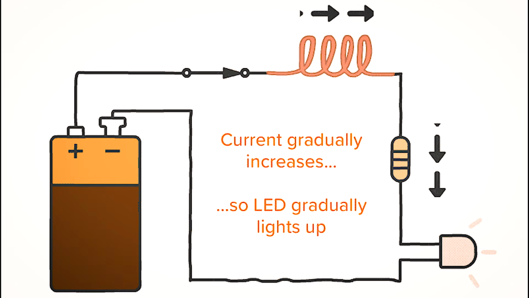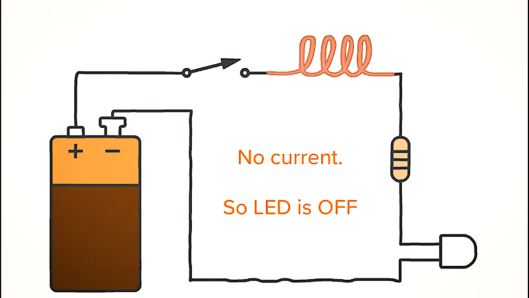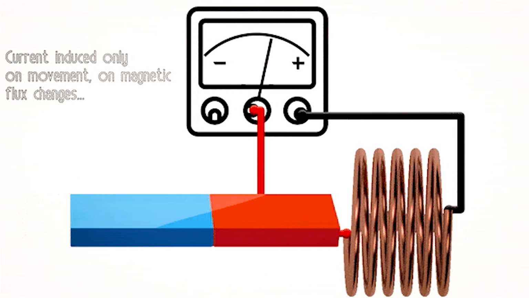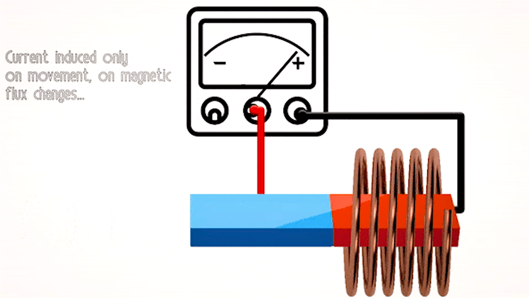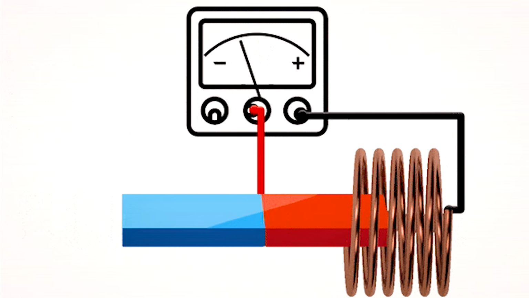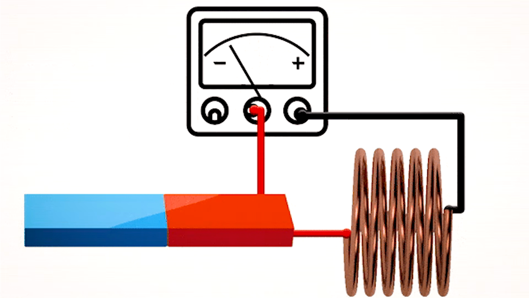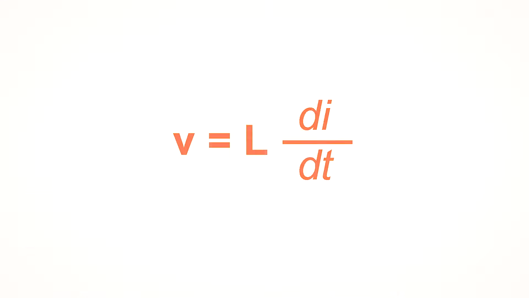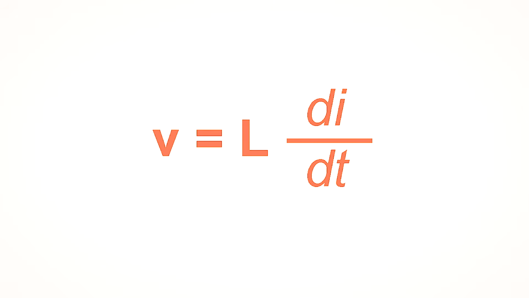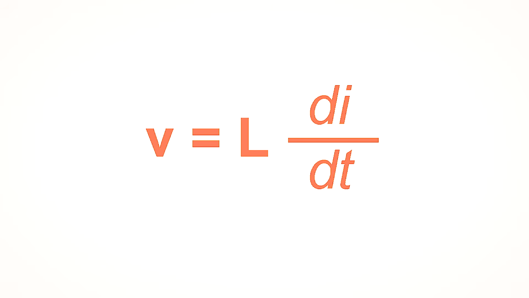It stores energy, not in electric charge like a capacitor, but in a magnetic field. The moment current starts changing, the inductor resists that change. This behavior comes directly from Faraday's law of electromagnetic induction, discovered by Michael Faraday, which states that a changing magnetic field induces a voltage. In practical terms, the voltage across an inductor is given by the equation V equals L multiplied by dI over dt, meaning the faster the current changes, the larger the induced voltage becomes.